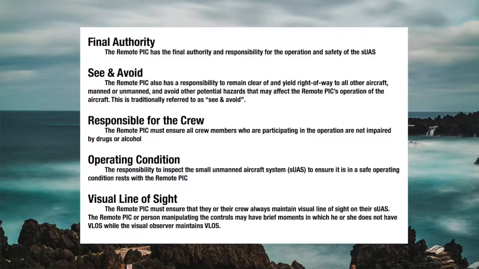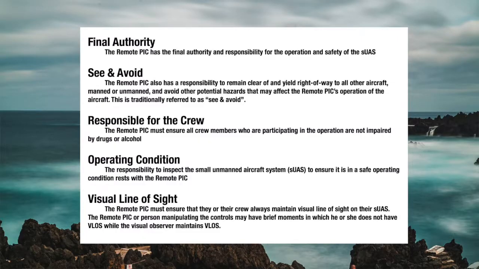So now let's talk about you as a remote PIC, a pilot in command. The first responsibility is that you have final authority. The remote PIC has the final authority and responsibility for the operation and safety of the SUAS. Anything bad happens, it's on you. That's what they're trying to say. But you also have the authority to shut things down. Say weather changes. You can tell the crew, hey, we're not fine now, shut it down. So you have full authority.